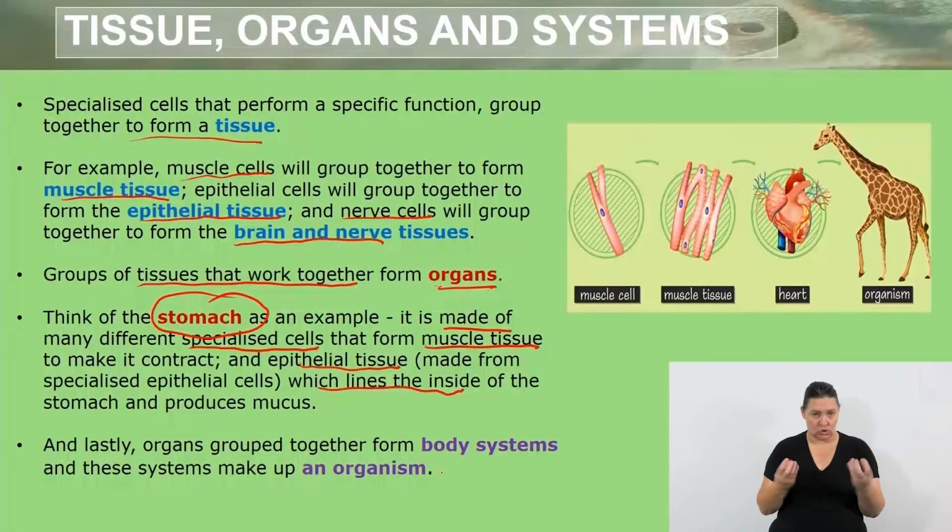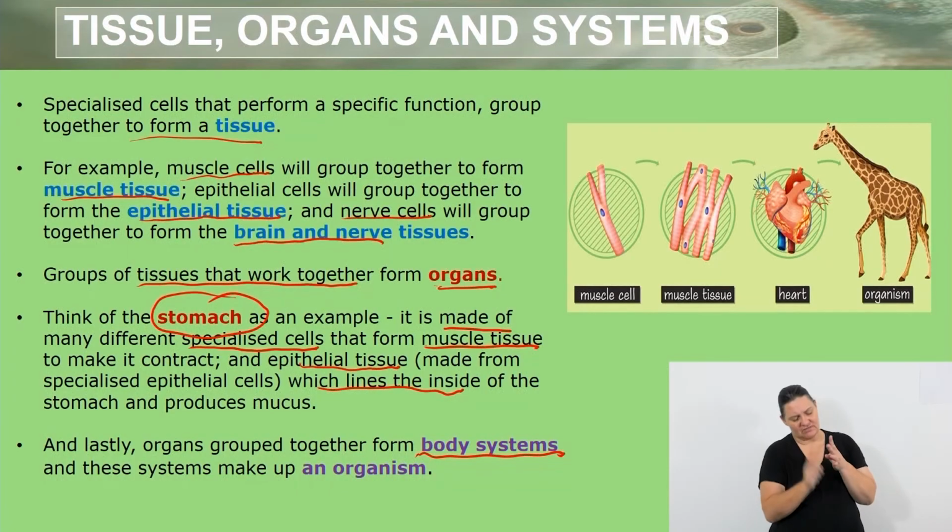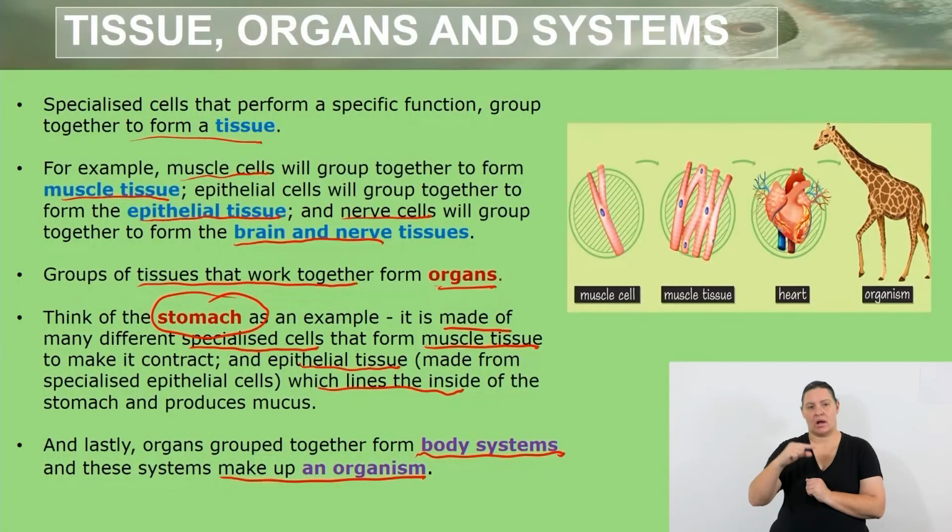And lastly, organs, when they are grouped together, they form what we call a body system. So these are different types of organs performing different functions. Now when they are grouped together, they form a system. And this system in the body is what makes up an organism, which is an animal or a human being.